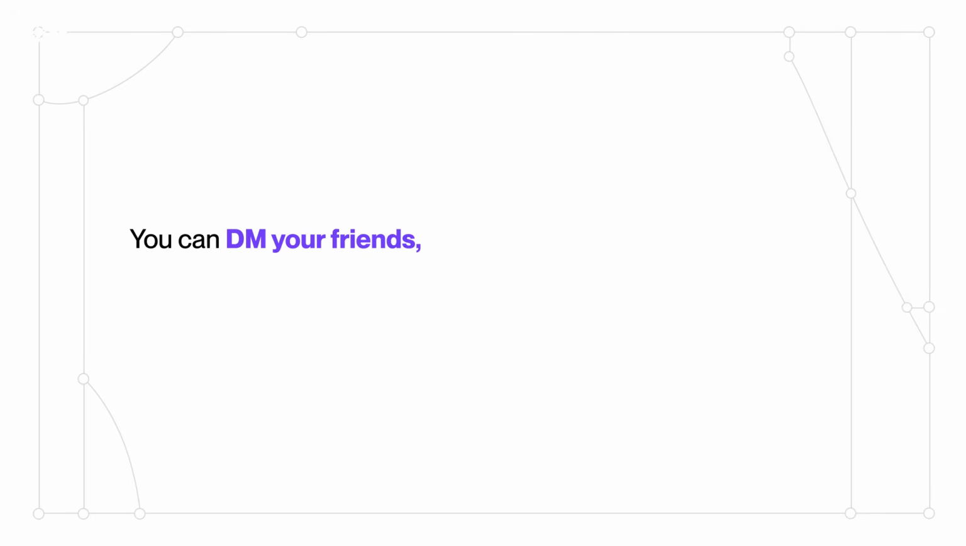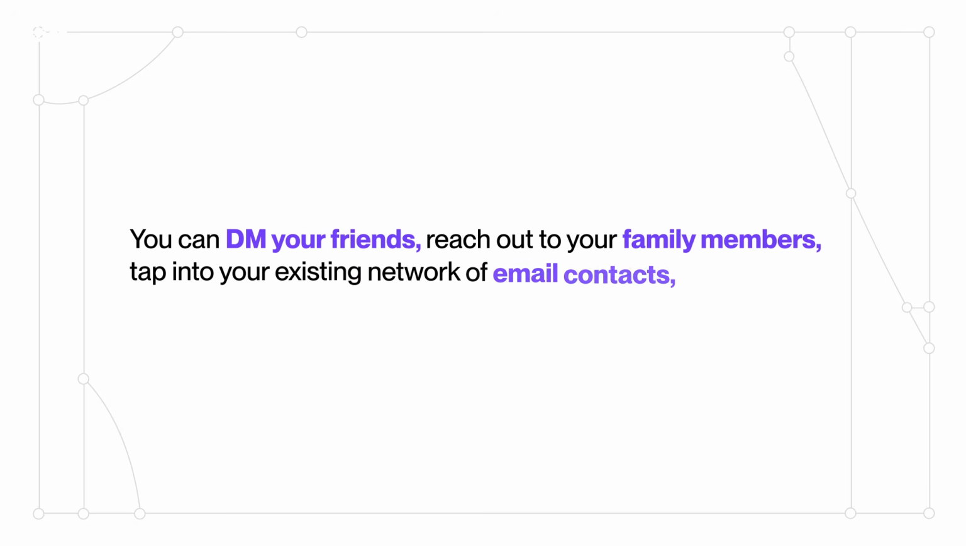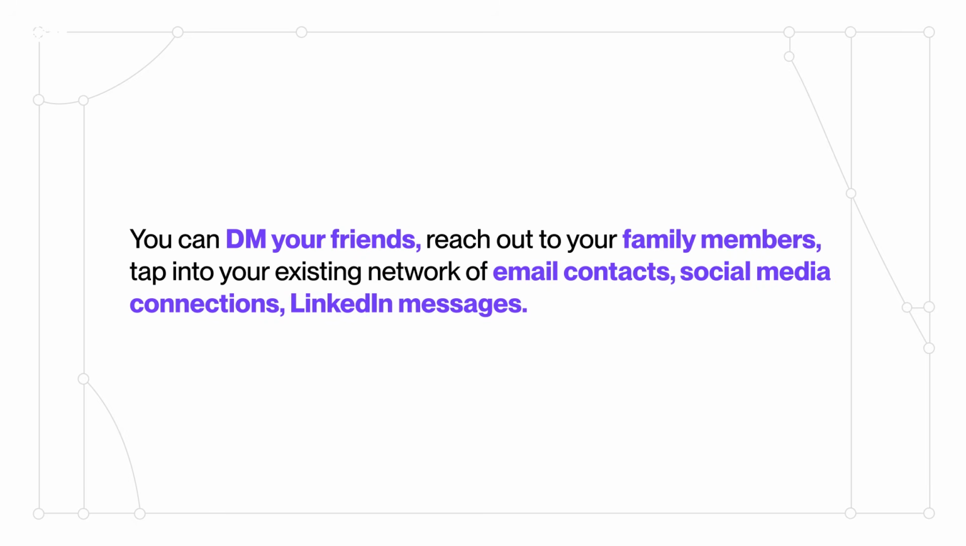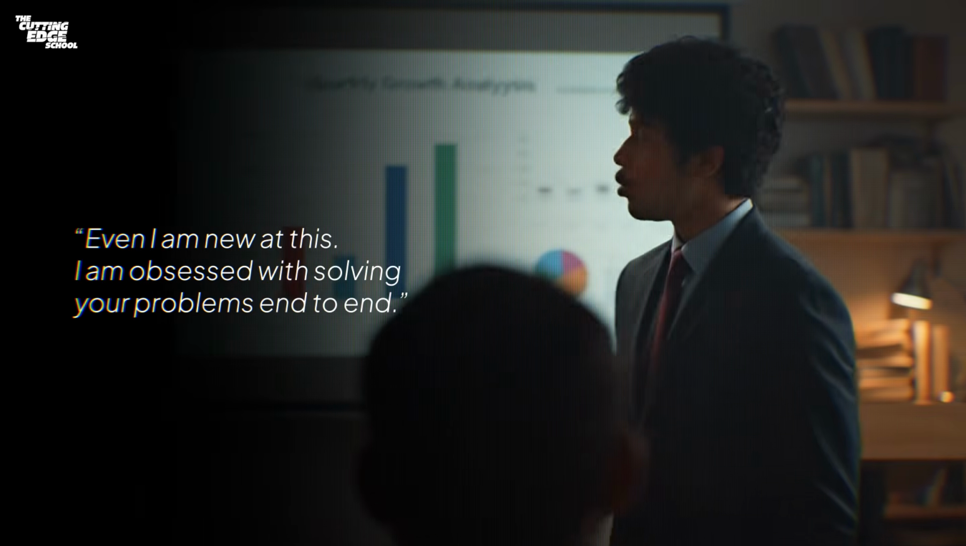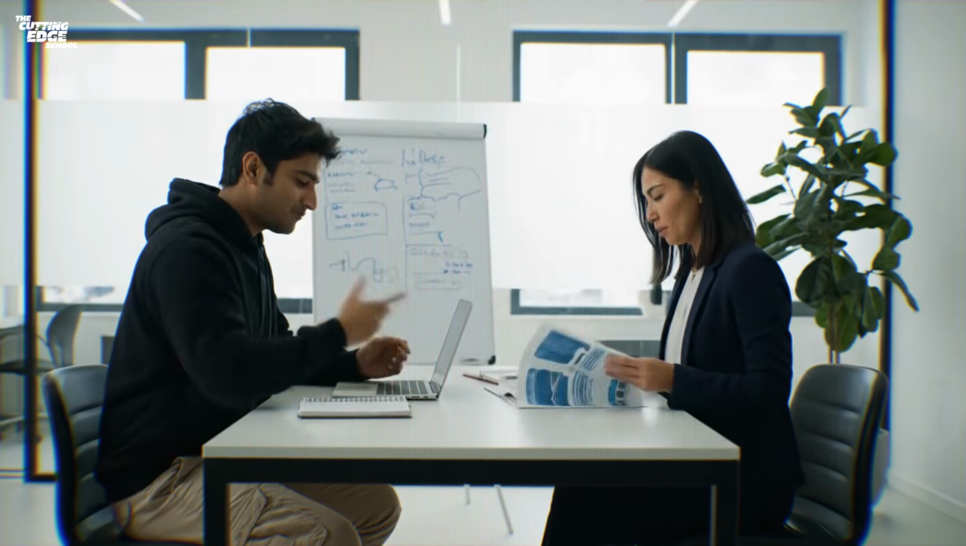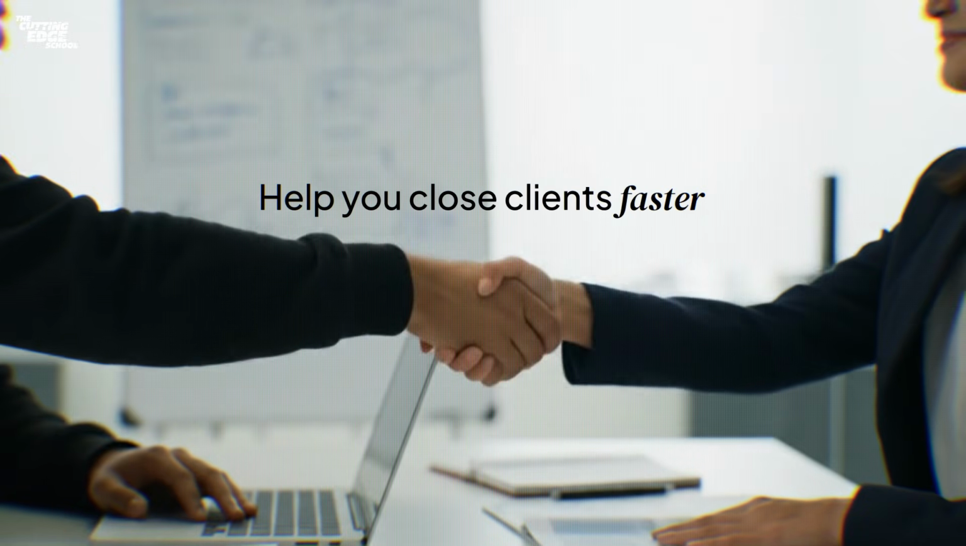The biggest mistake that most beginners make is thinking that they need to launch a full-blown agency with a lot of complicated agents before they move ahead. You don't. You can always start with a basic warm outreach. You can DM your friends, reach out to your family members, tap into your existing network of email contacts, social media connections, LinkedIn messages, whatever it may be. When you're starting out, you have to be brutally honest about being new to this. So you have to tell the client that even I am new at this, I am obsessed with solving your problems end to end, and that honesty, that low price is actually going to help you close clients faster.